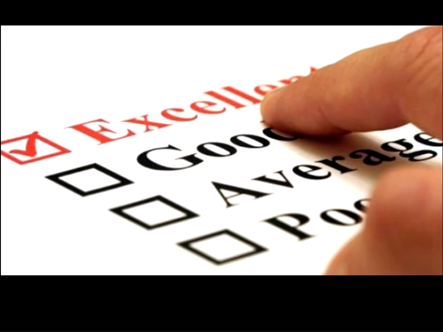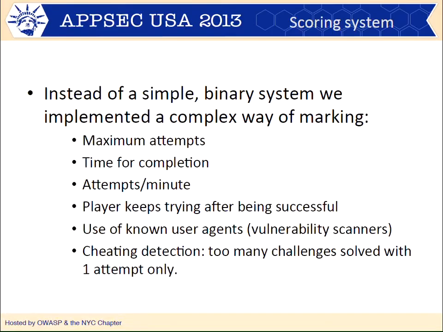Maybe he just did it in 5 minutes. Maybe it took him 1 day, 2 days, and so on. We also record other metrics, like how many attempts per minute he did. This is to try to find out if they're actually cheating. So if they're introducing a known tool or an automated tool to try to solve the challenge. And also if they're using known user agents. Maybe they have downloaded an automated tool from the internet and try to cheat this way.